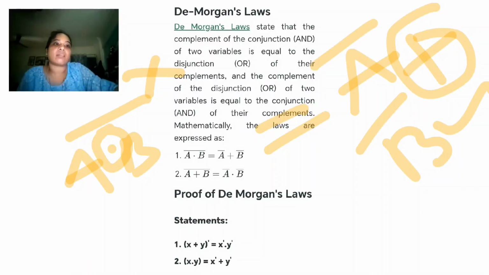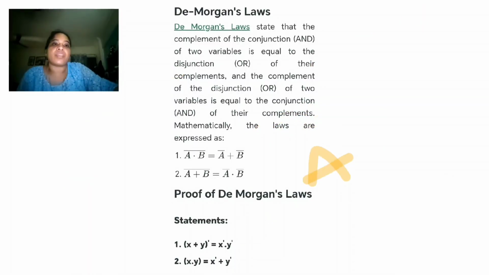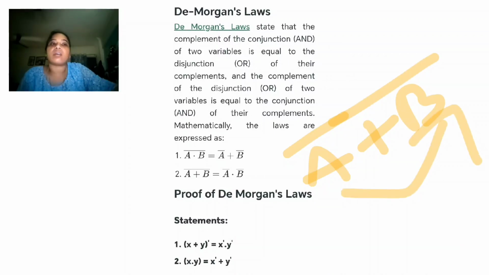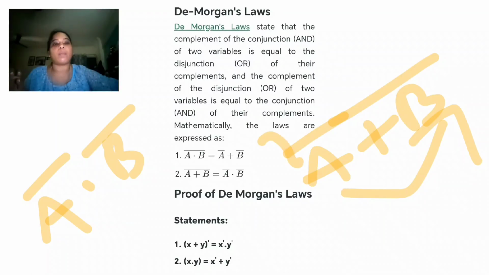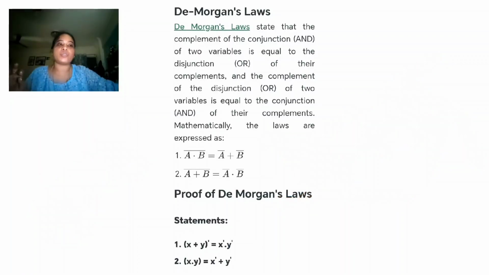And the second thing, if your law is A plus B the whole bar, they have given this plus symbol. Now I am going to convert this, splitting it. They have given the AND operation, so I am going to split this as A bar dot B bar. So I am going to change the operator, not the operands. This is the two expressions of De Morgan's laws.